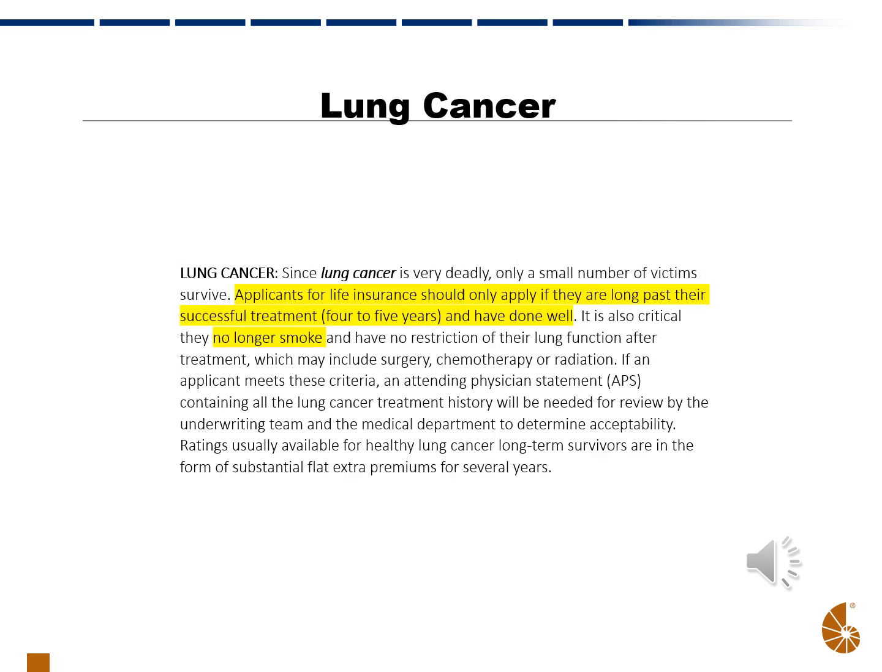In lung cancer, as we said, it's one of the more worrisome cancers. So applicants for life insurance should apply only after they are long past their successful treatment and have done well. And of course, they no longer smoke tobacco products.